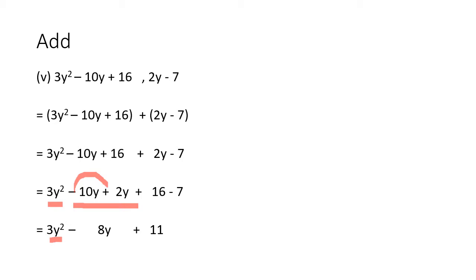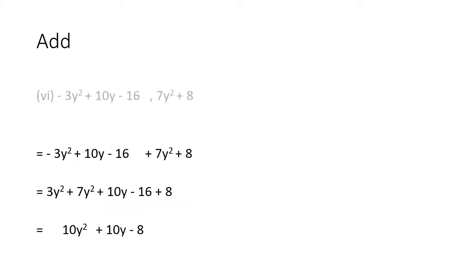So we are going to do 10 minus 2, which is 8, and the sign of the bigger number. So the bigger number is 10 and its sign is negative. So this becomes negative. Similarly, 16 minus 7 is going to be 9 here. Okay, so this is how you solve the fifth sum. And now we come across the last sum.